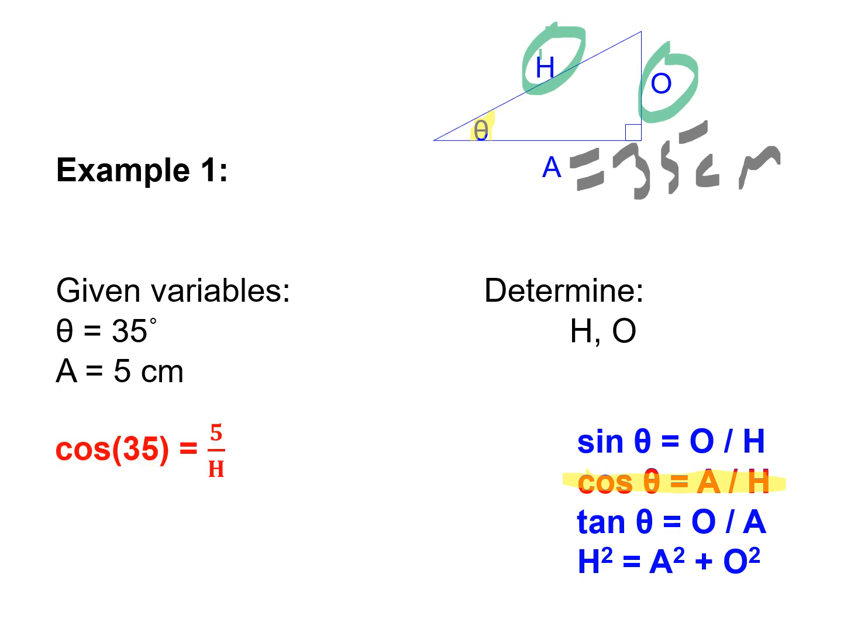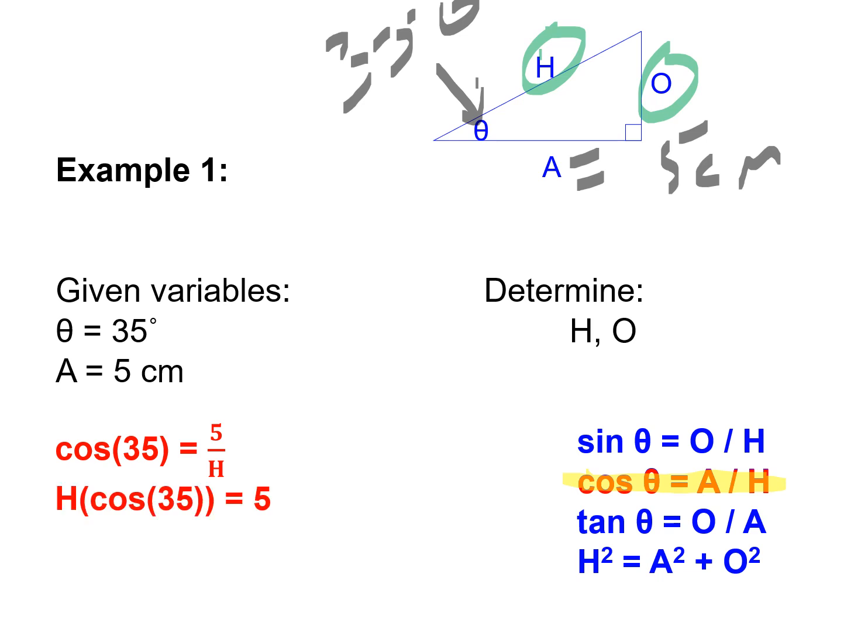Cosine of 35 is equal to 5 over H. And I just realized that for one reason or another, I put 35 instead of 5. I don't know, because my eyes did a thing. Theta is equal to 35 degrees. Oops. Sorry, my handwriting's sloppy. So the cosine of 35 degrees is equal to A over H. A is 5. So the cosine of 35 is equal to 5 over H.